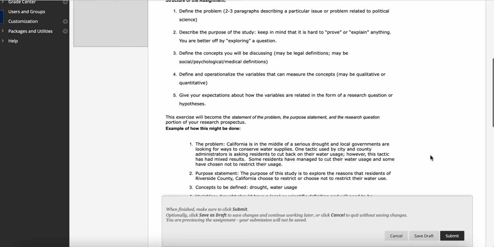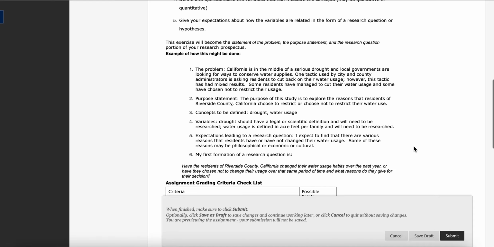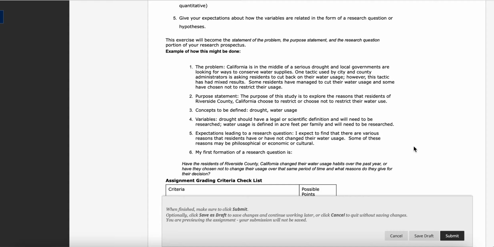So, what I have is I've provided you a very quick and down and dirty example. So, the problem statement: California is in the middle of a serious drought, and local governments are looking for ways to conserve water supplies.